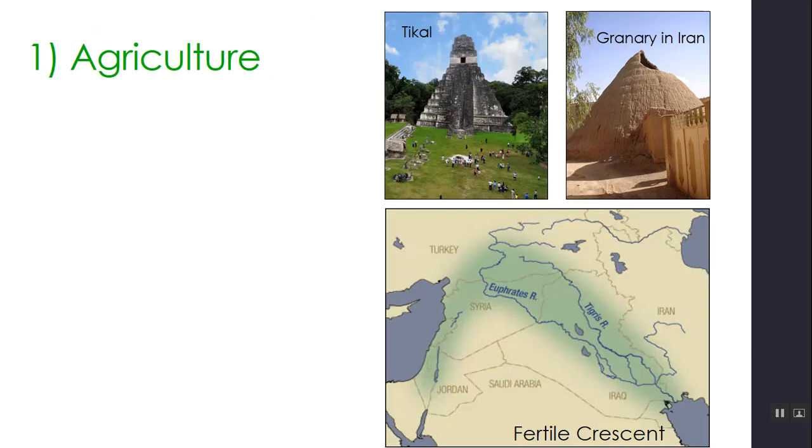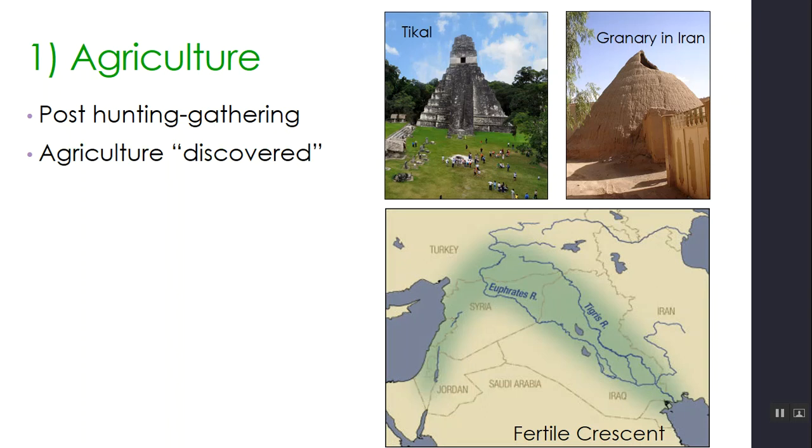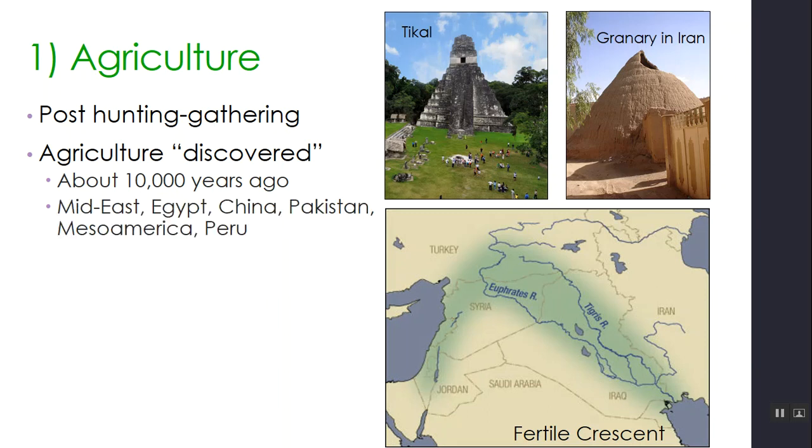So the first one is agriculture, right? So when we became a post-hunting and gathering society, agriculture was discovered. And by discovered, we noticed that certain plants grew seasonally in certain places, and we were able to domesticate those plants and then subsequently domesticate animals. This happened about 10,000 years ago. I mentioned in the previous lecture that this happened when our climate stabilized. We could now have some consistency there in order to create this agricultural system.